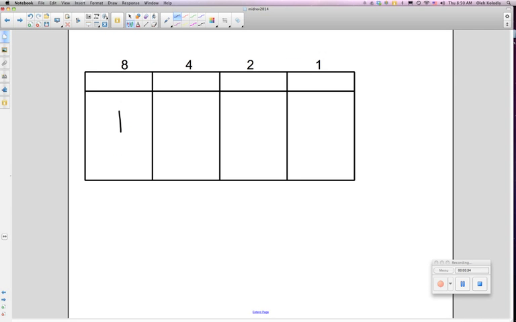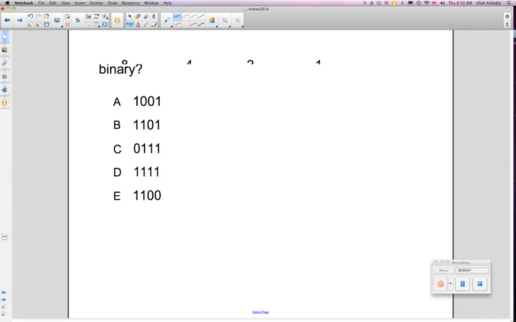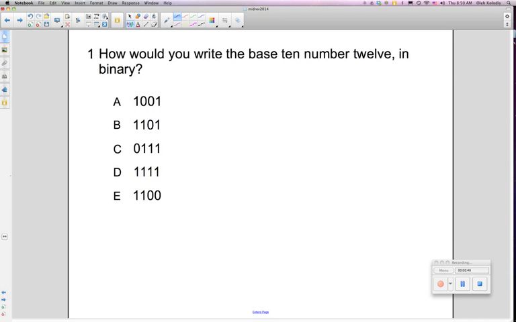Can you make a group of 4 out of that? Yes, you could. You could make one group of 4, and you have none left over. So you can't make anything else. So coming back to the multiple choice, E would be the correct answer for this.